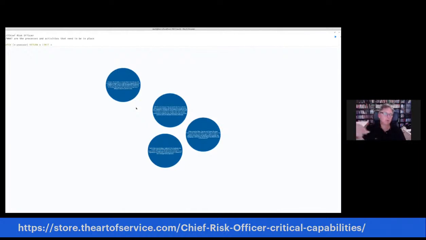Like, we have that, we're doing that, we got that under control, we're managing this. That's something that we really need to focus on more than we're doing already. Let's pull that out and do something about that. So these are all the activities that need to be in place, that you need to be focusing on.